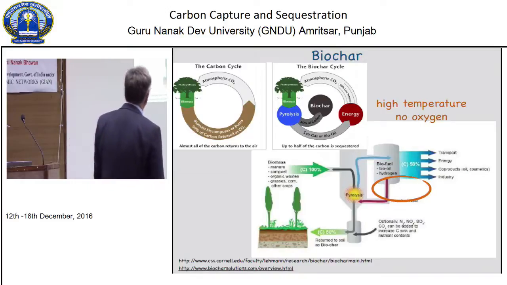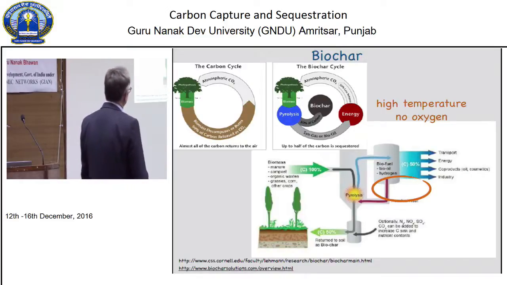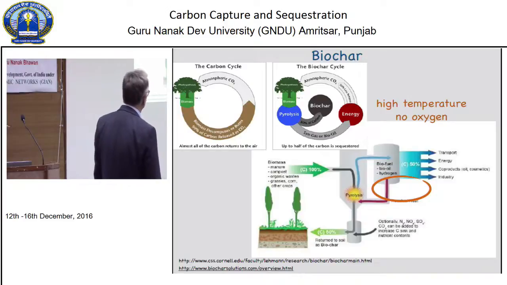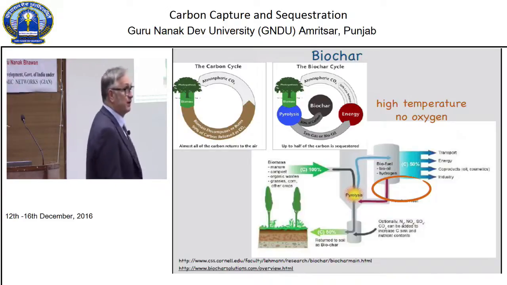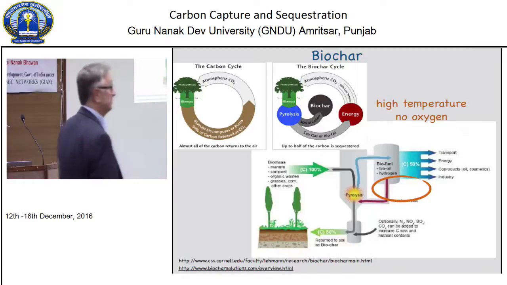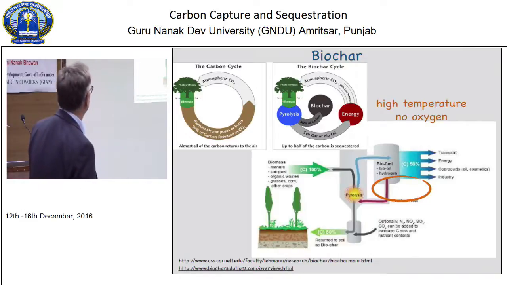So here's a picture of what that would look like. You use manure, compost, organic, grasses, anything you can grow. You conduct this pyrolysis. You generate some fuels. You also get some carbon back, which has a little bit of impurities, and that's returned back to the soil. So that's a process. Biochar is a process by which we could certainly pull CO2.